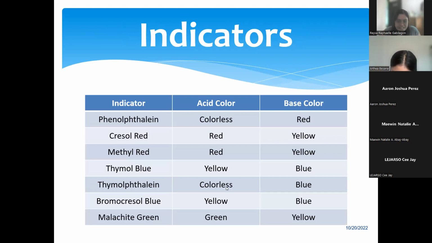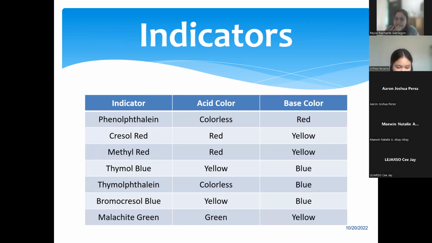So we have here the table of examples of indicators. Your question, memorize it, yes. The answer is always yes. This is included in the study of pharmacy. We always use this in what we call the QC area, the quality control area of our drugs or drug assay.